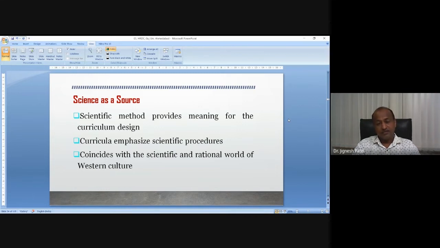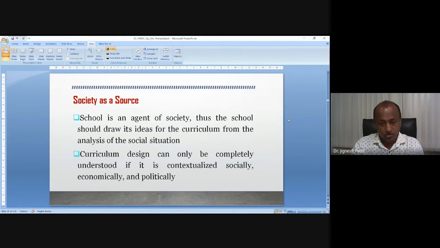So while thinking about the curriculum design, we have science as a source of knowledge. We have a scientific procedure through which we get the knowledge. While talking about knowledge generation, we can say that there is a scientific procedure we have to follow while gaining the knowledge. So science is considered a very important source.